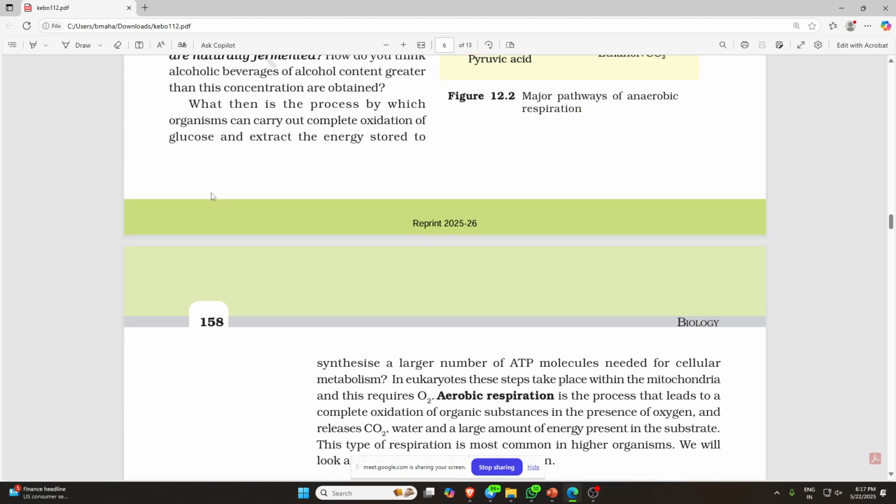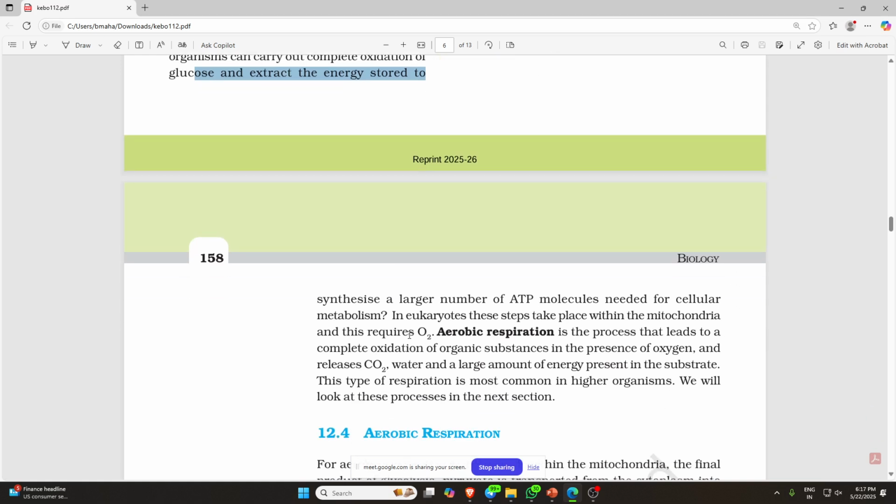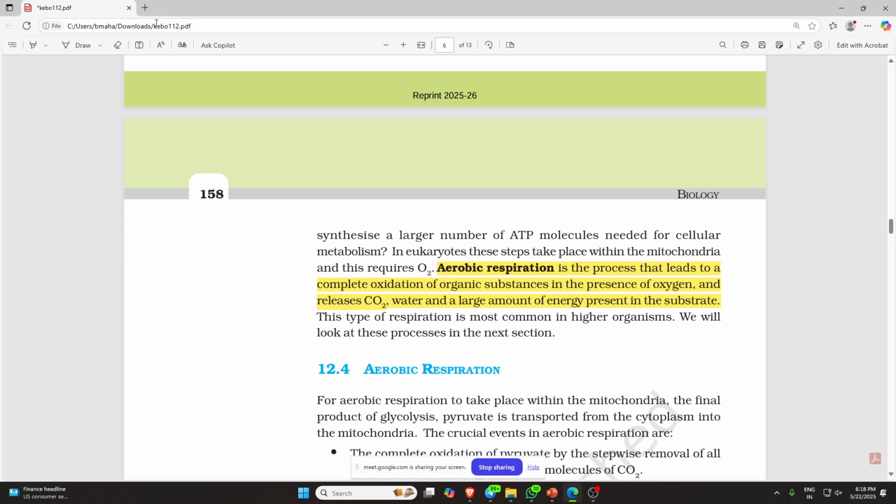Okay. So there is a process by which an organism can carry out a complete oxidation of glucose to extract the energy stored, to synthesize a larger number of ATP molecules needed for cellular metabolism. In eukaryotes, these steps take place within the mitochondria and require oxygen. So when a large amount of energy is to be released, the presence of oxygen is required, and eukaryote cells are involved. Aerobic respiration is a process that leads to complete oxidation of organic substances in the presence of oxygen and releases carbon dioxide, water, and a large amount of energy. This type of respiration is most common in higher organisms. We will look at this process in the next section.